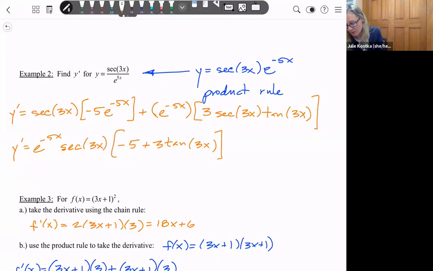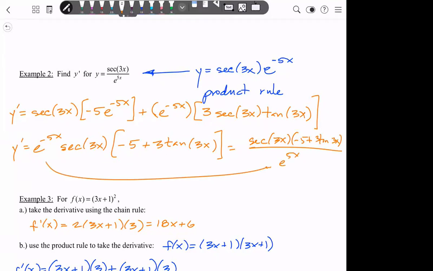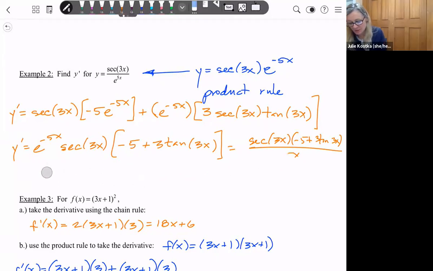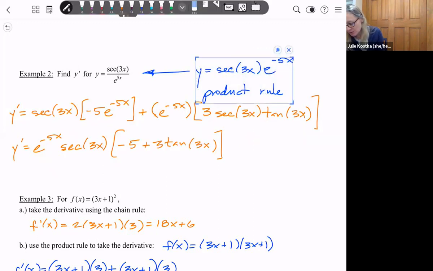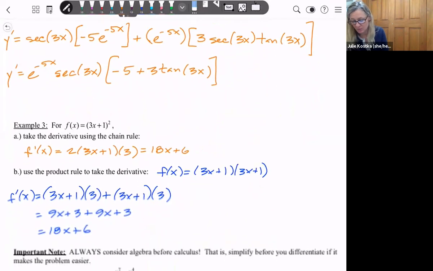And remember, our other answer, I believe, was secant of 3x times negative 5 plus 3 tangent of 3x over e to the 5x, which is the same thing, right? It's basically the same thing, except it's on one line instead of a fraction. Yep, exactly. Sometimes it's going to be easier using the product rule, sometimes easier using the quotient rule. Don't get too used to it though. Try to make sure that you can do the quotient rule, because sometimes it's really necessary. But a lot of times you can rewrite it and do the product rule.